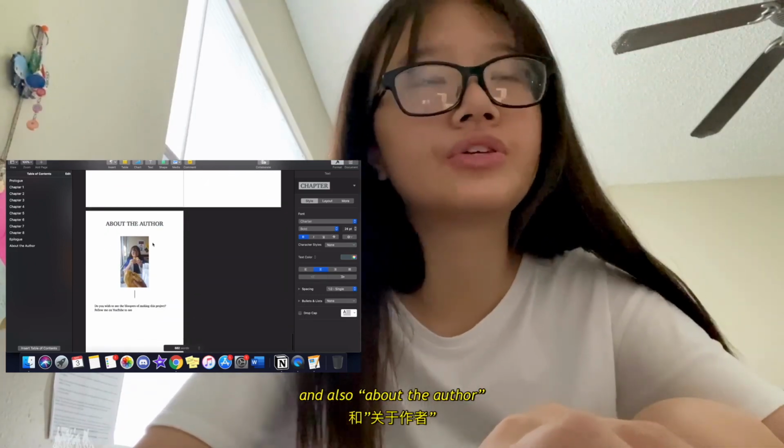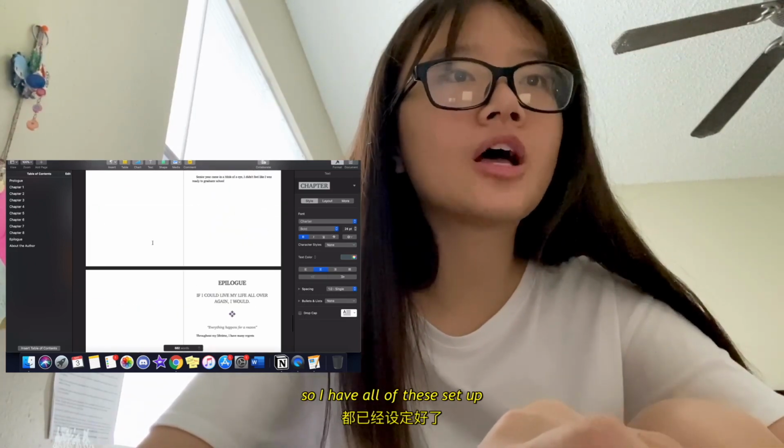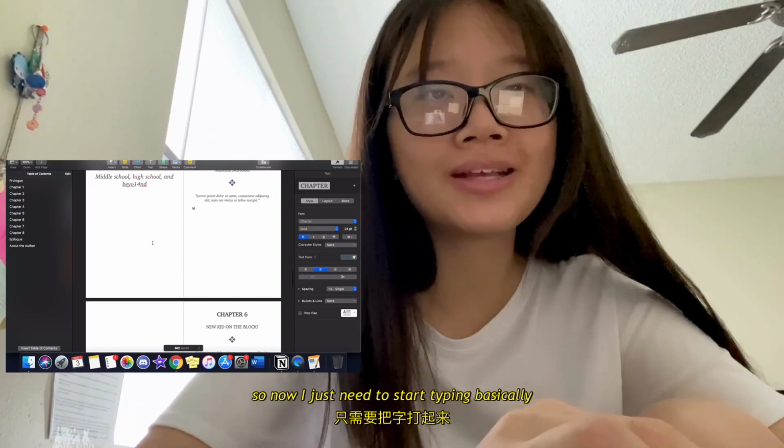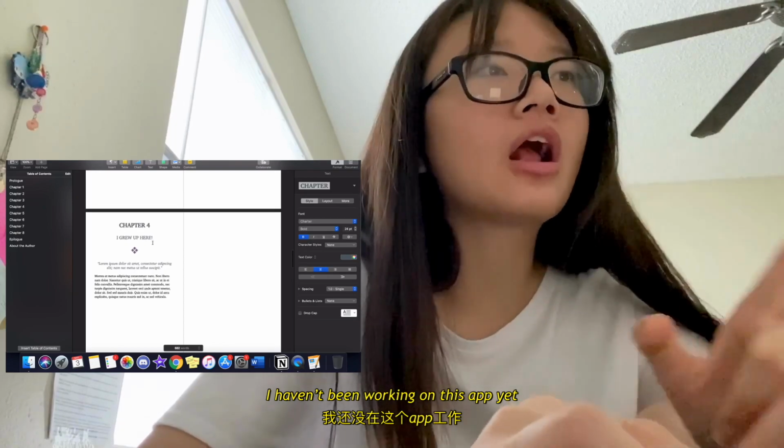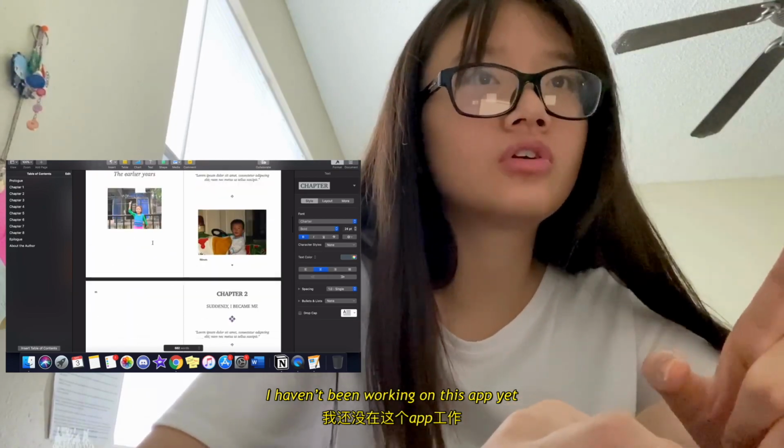So I have all of these set up. Now I just need to start typing, basically, and putting in pictures to make it pretty. I haven't been working on this app yet.